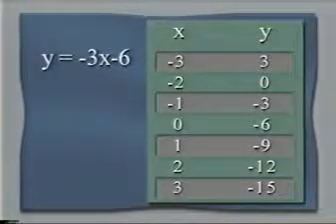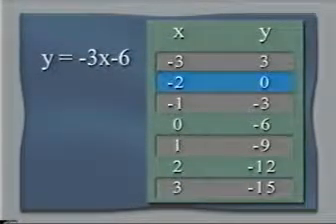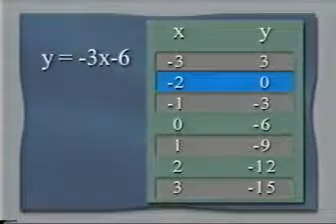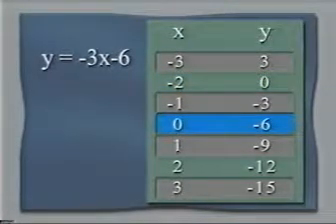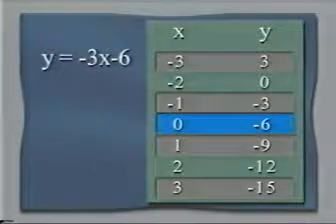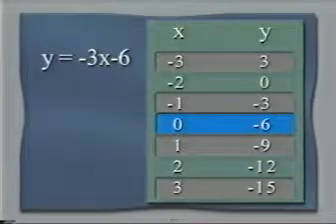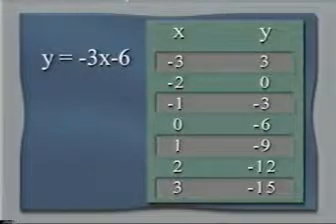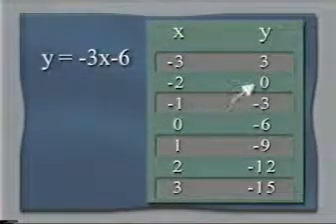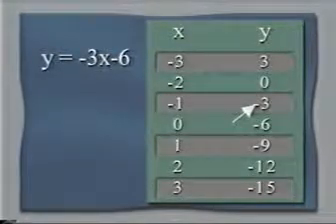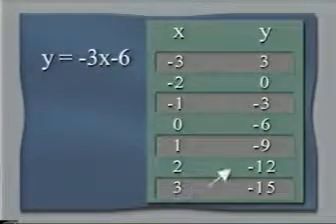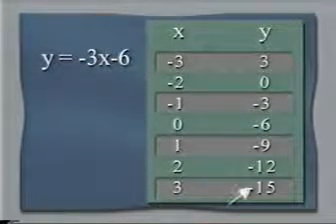Now, let's notice again, we have a place where y is 0. When x is negative 2, y is 0. When x is 0, y is negative 6. And notice, as we increase x by 1, y decreases by 3. So as we go from negative 2 to negative 1 in the x column, an increase of 1, y goes from 0 to negative 3, a decrease of 3. As we go from x of 2 to x of 3, y again decreases by 3, from negative 12 to negative 15.